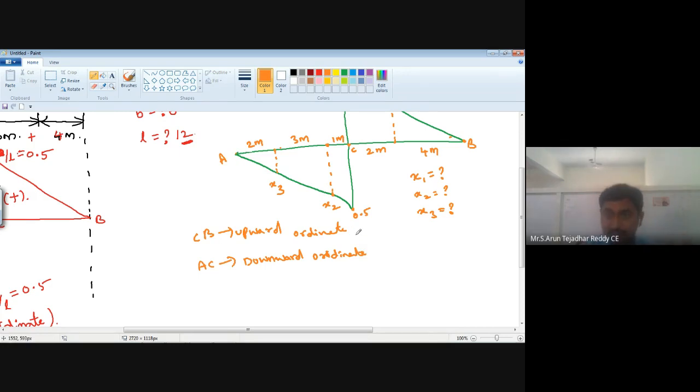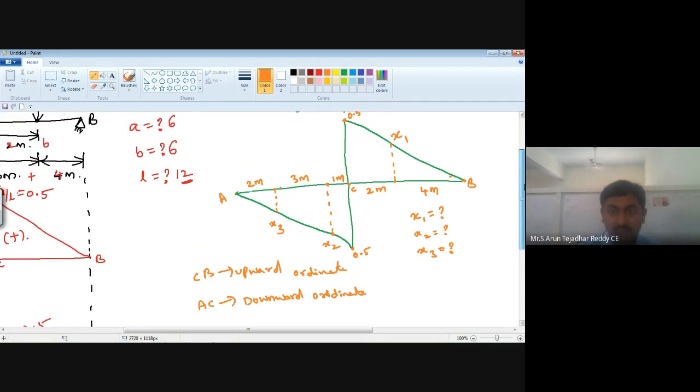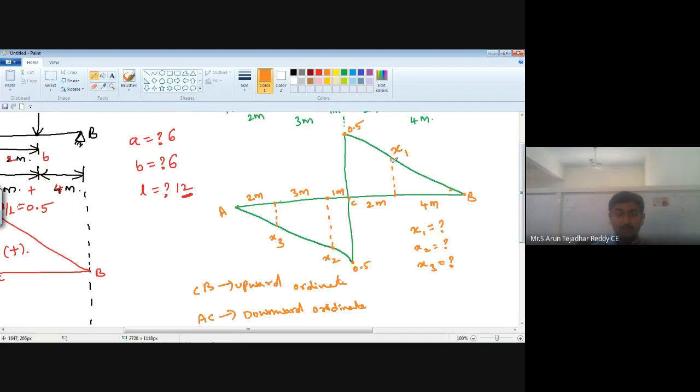Okay, it is clear now. In the upward ordinate we have only a single unknown value, that is x1. See how to find out the x1 value. We already completed this in the previous class, on the Saturday class. But once again I'll tell you clearly, just listen carefully, very easy concept.